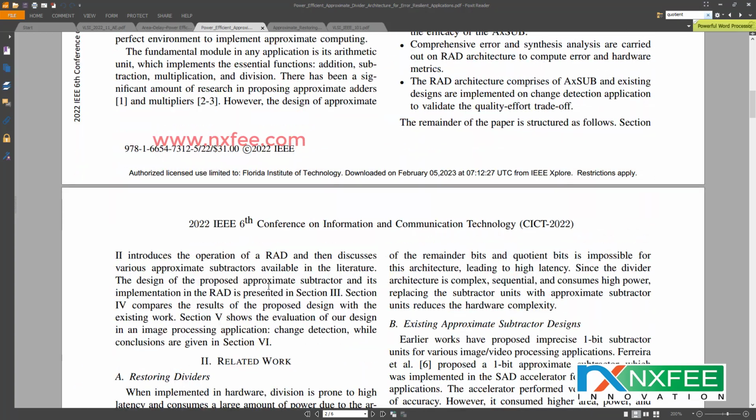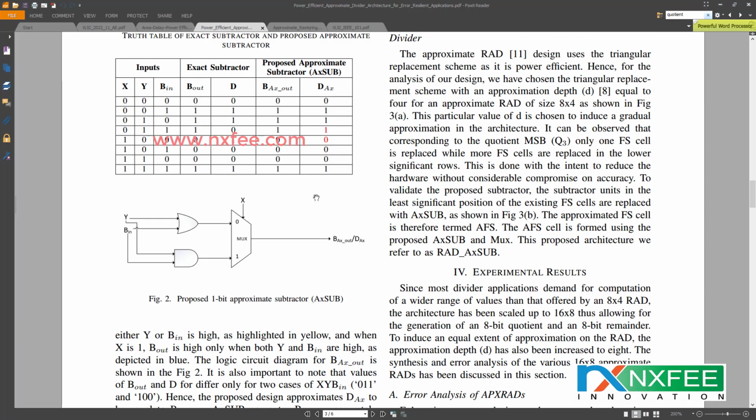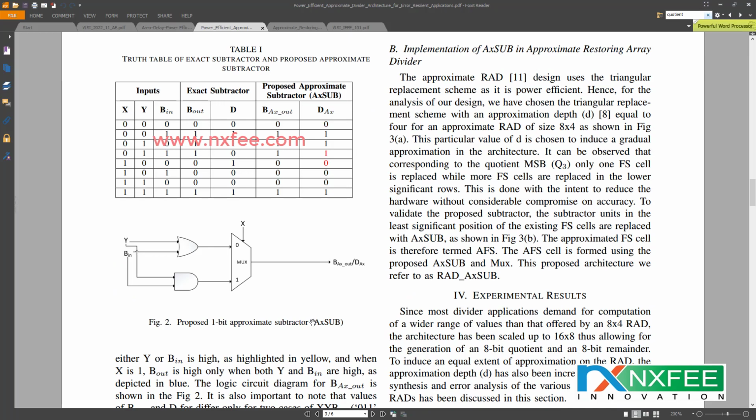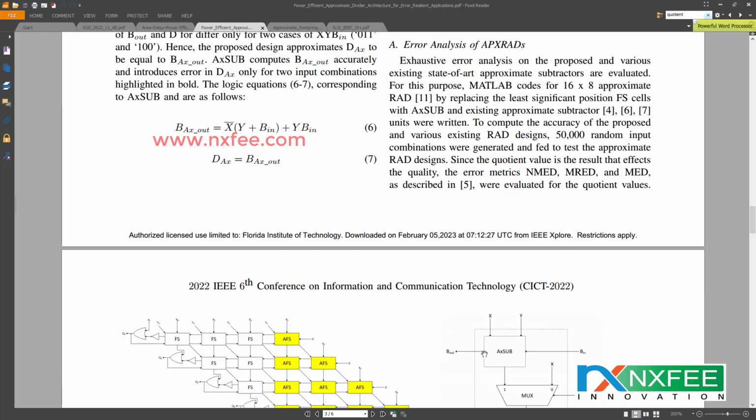Here in the paper, this is the exact design, with a 1 bit full subtractor cell, with support of restoring array division. So this is the existing architecture, that is the exact method. Here they have given the AxSUB. This is a subtractor cell, but we have used this cell in this architecture.